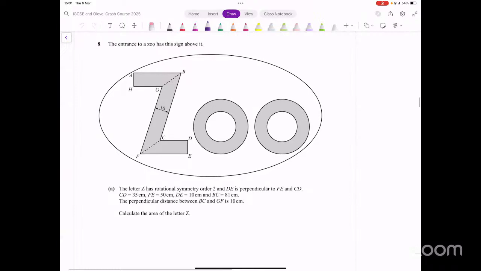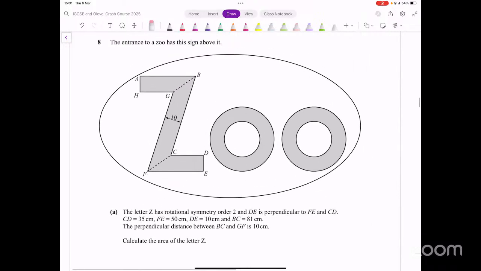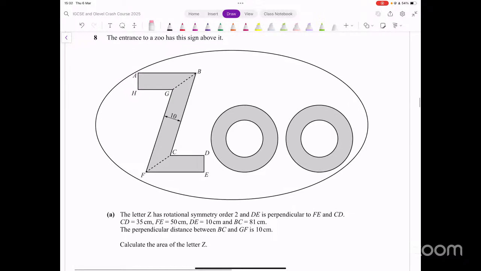Okay, this is from the 2D mensuration worksheet. We have a diagram that looks something like this. It says the entrance to a zoo has this sign above it. Okay, this is the entrance to some zoo and it has this sign on top. The letter Z has a rotational symmetry of order 2. Okay, now I'm assuming you know symmetry, right? Because that's not something that we have discussed before, and you said that you're okay with that. So it says rotational symmetry of the letter Z is of order 2.